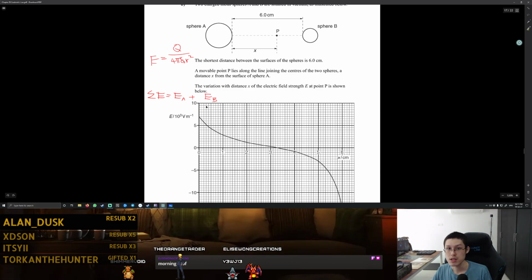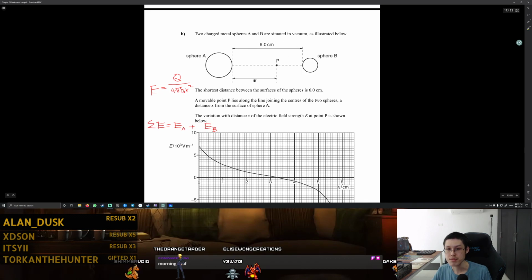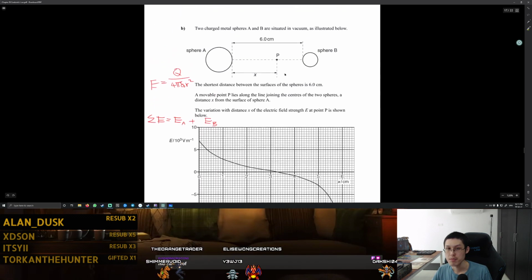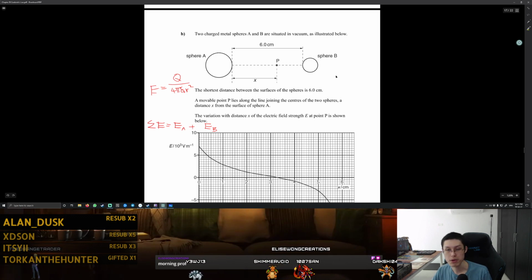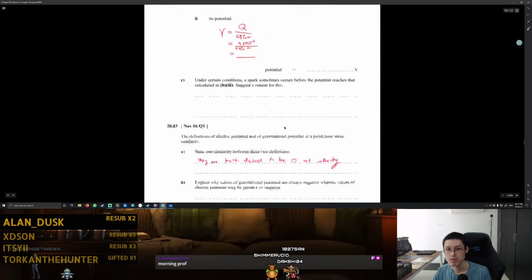Now, both of these spheres, we don't know what the charges are. It could be positive, positive, negative, negative, or maybe they are oppositely charged. We don't know, right? So let me just scroll up here.